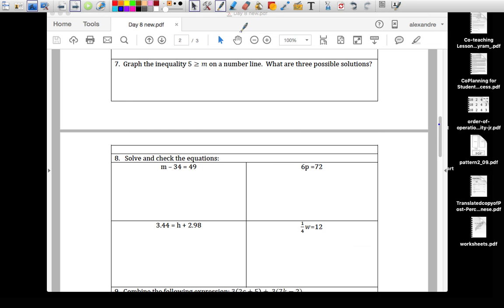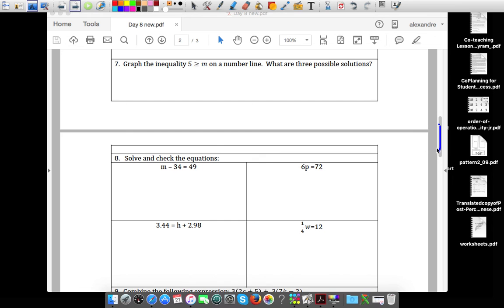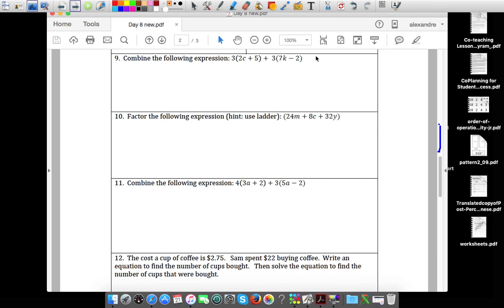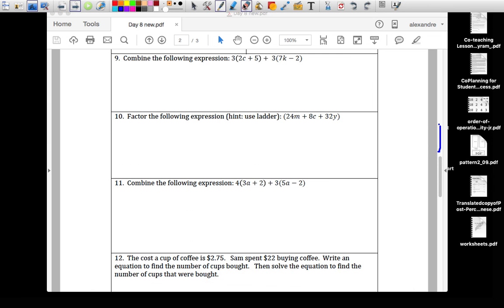Okay, so let me lower this a little bit. Alright, so we did those. Change my pen. Number 9: combine the following expressions. Definitely a hint that this is going to be on the test.